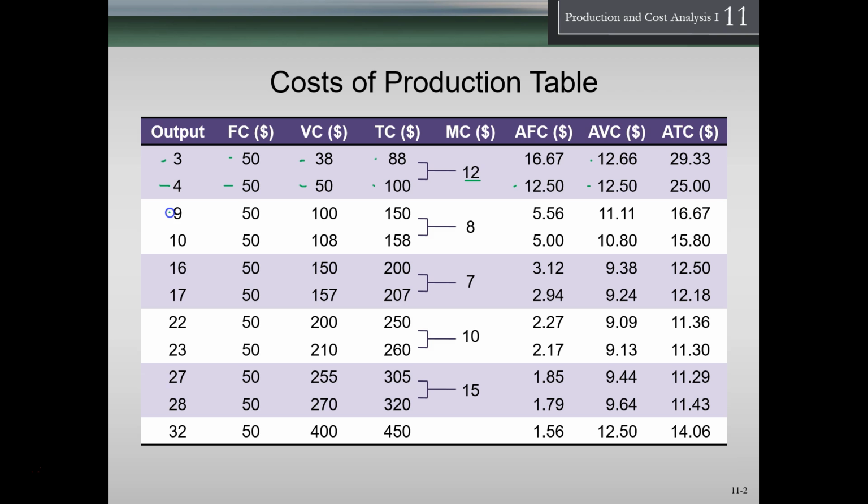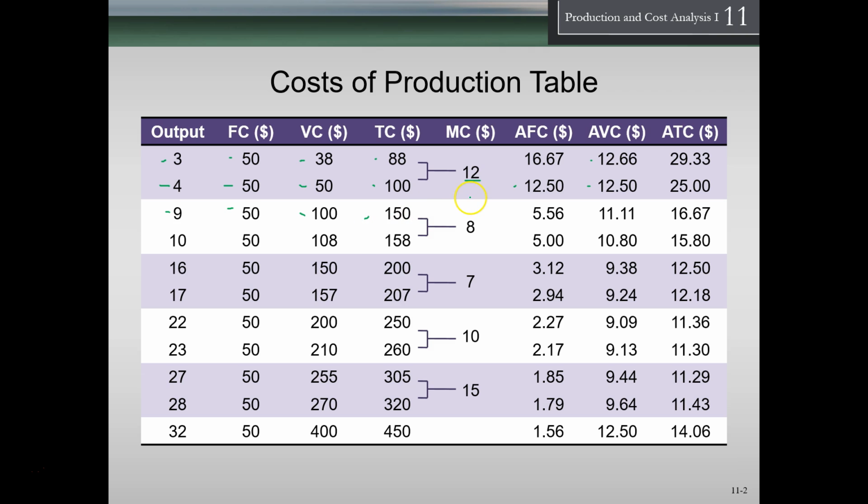So if we took a look at 9 units of output, the fixed cost would still be 50. It's always 50 because it's the rent. It doesn't change no matter how many units we make. And the variable costs now are 100. So that means the total cost is the 50 plus the 100, 150.